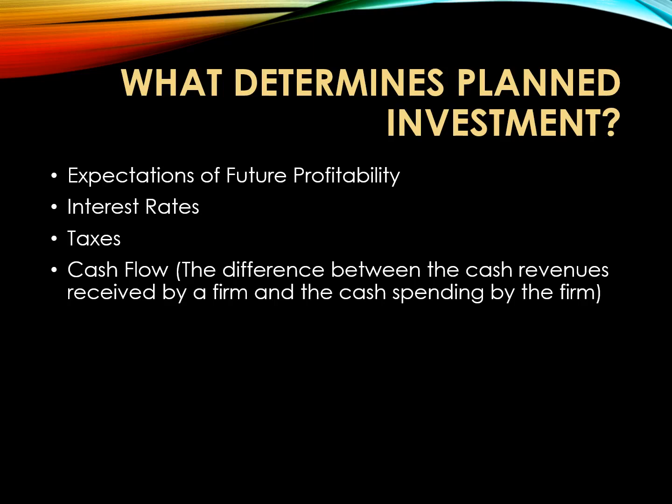And then lastly, we have cash flow, which is just the difference between the cash revenues received by a firm and the cash spending by the firm. Basically, if you have positive cash flow, you've got extra money cycling through the firm, and you can use that to expand your production process. But if you have negative cash flow, you're going to be limited in the amount of inventory that you can generate for sales. That's where a lot of small businesses run into trouble: they don't have a lot of cash flow, so they can't keep their inventory stocked, and that chokes off the potential of the business.